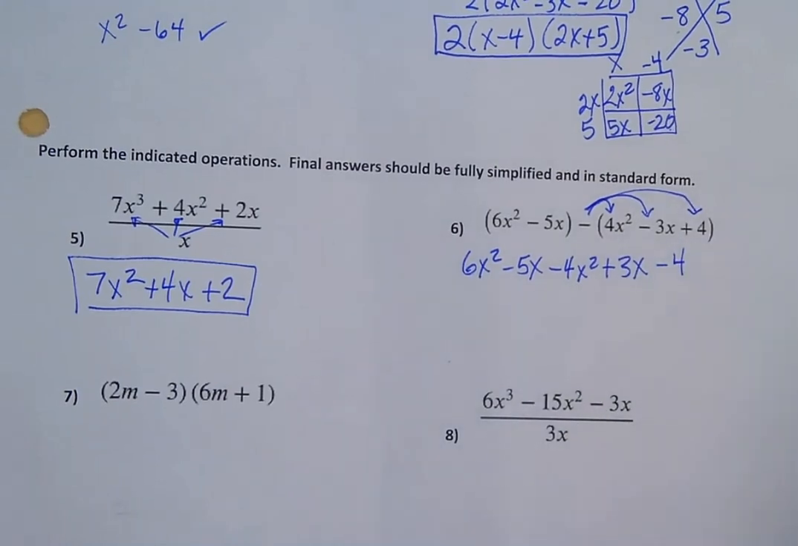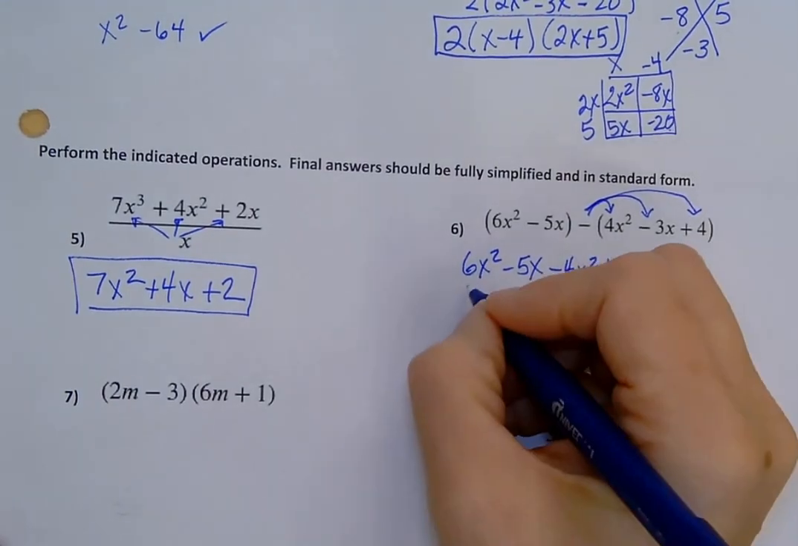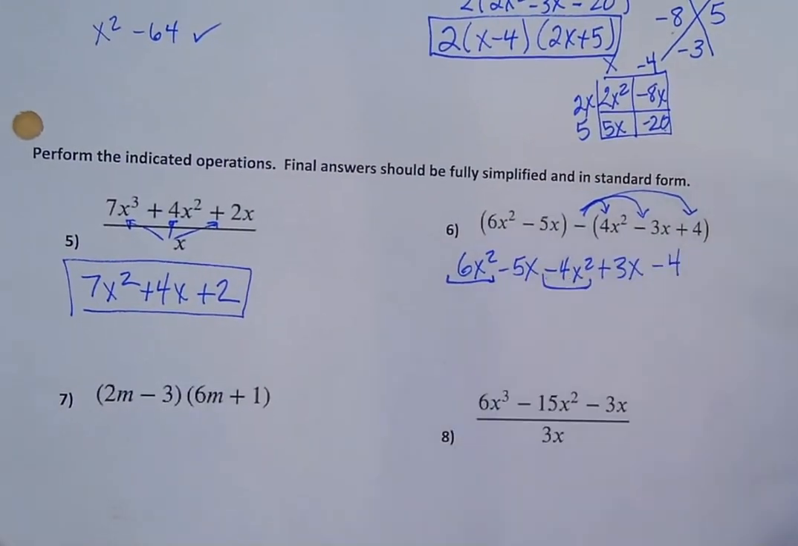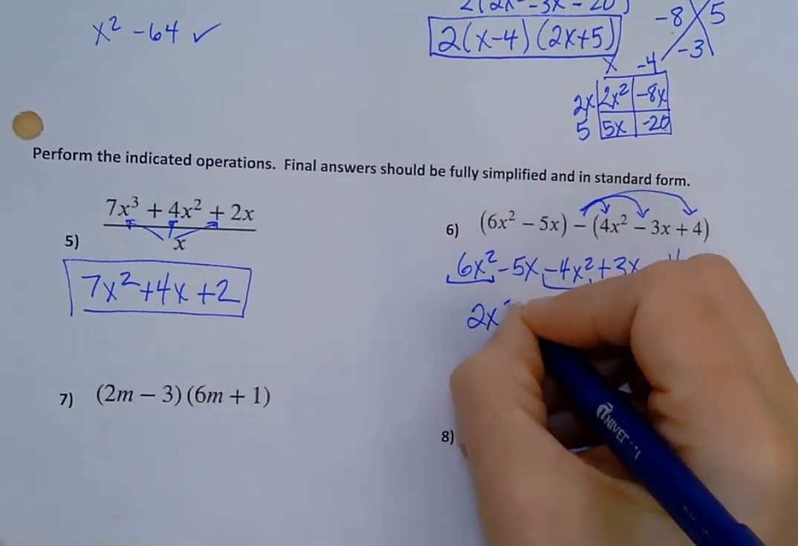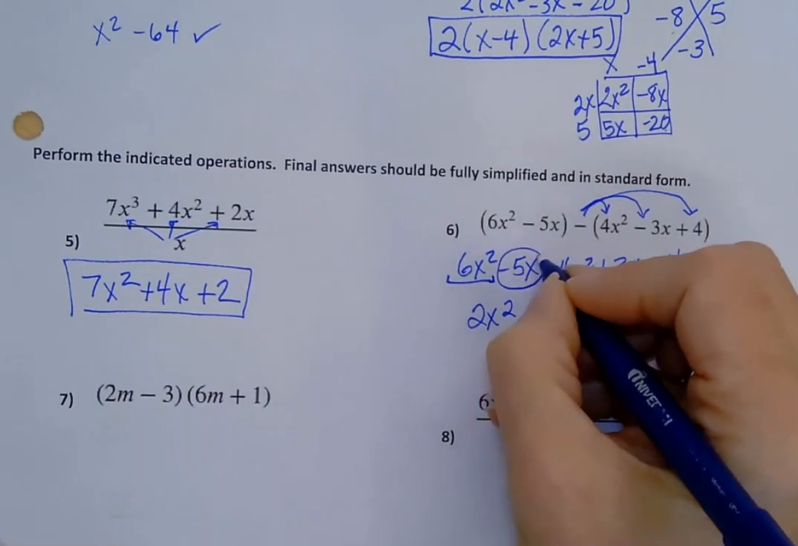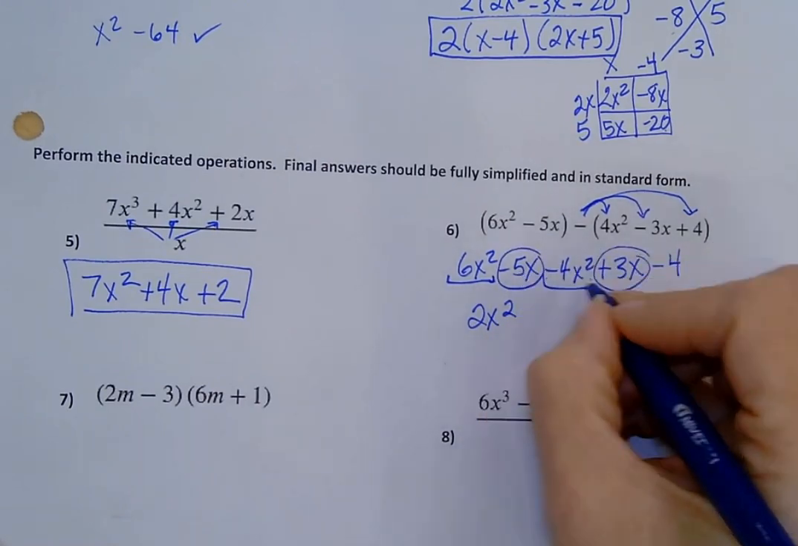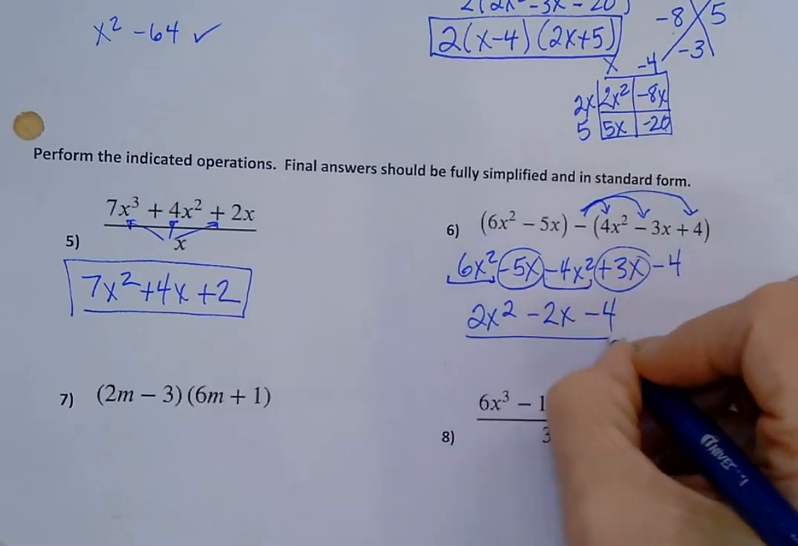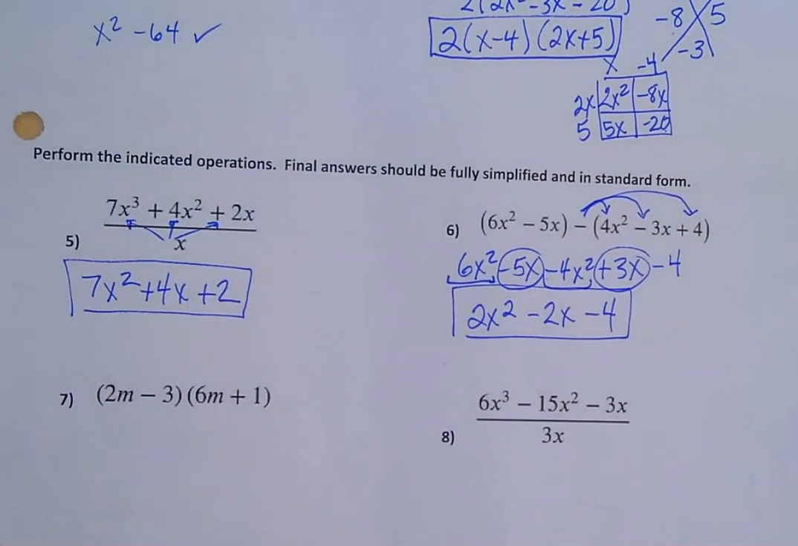So now I'm looking for like terms so that I can combine like terms. So I have 6x squared and negative 4x squared. Don't lose your negatives. That's 2x squared. I have negative 5x and positive 3x. Negative 5 and 3 is negative 2x minus 4. So that should be my answer. And again, I was not asked to factor. I was just asked to simplify.